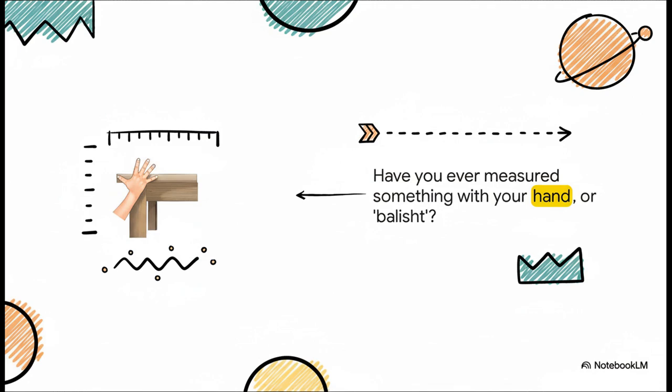Okay, so let's start with a little story from your textbook. Remember Deepa and her friends? They wanted to measure a table, and they thought, hey, let's use our handspan. Our behlisht. We've all done this, right? But as they quickly found out, it kind of created a big mess.